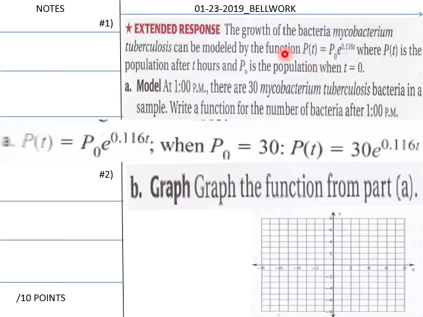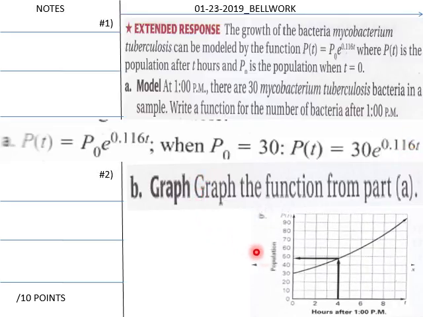Okay, here is our solution for this problem up here. So P naught equals 30. So P of t equals 30e to the 116t. Graph the function. Here would be the graph of the function as it goes, hours after 1 p.m.